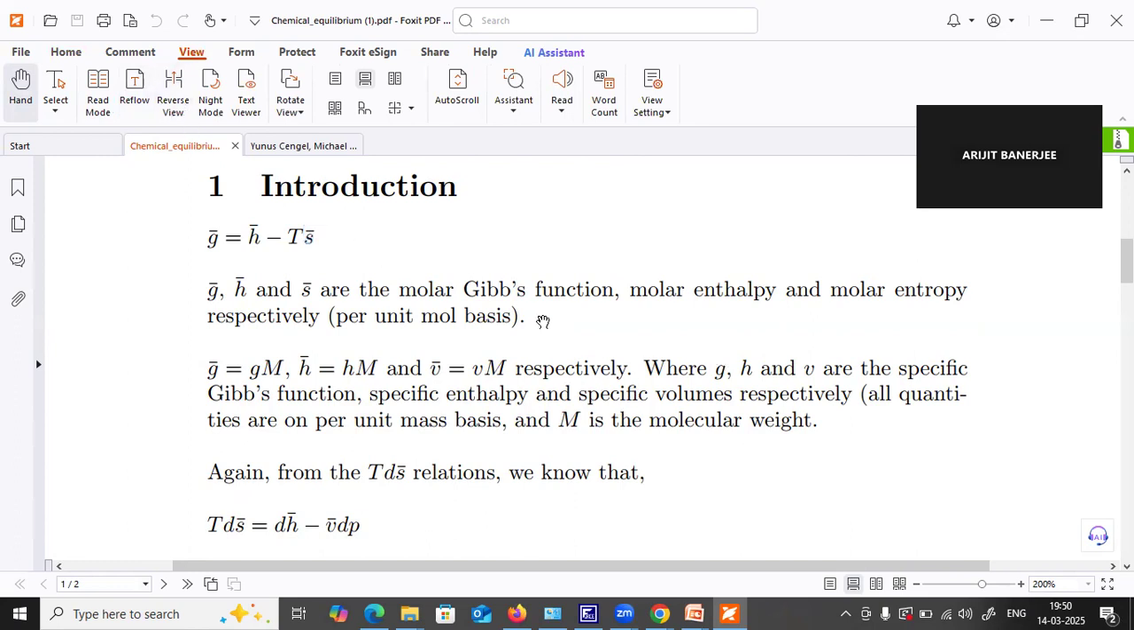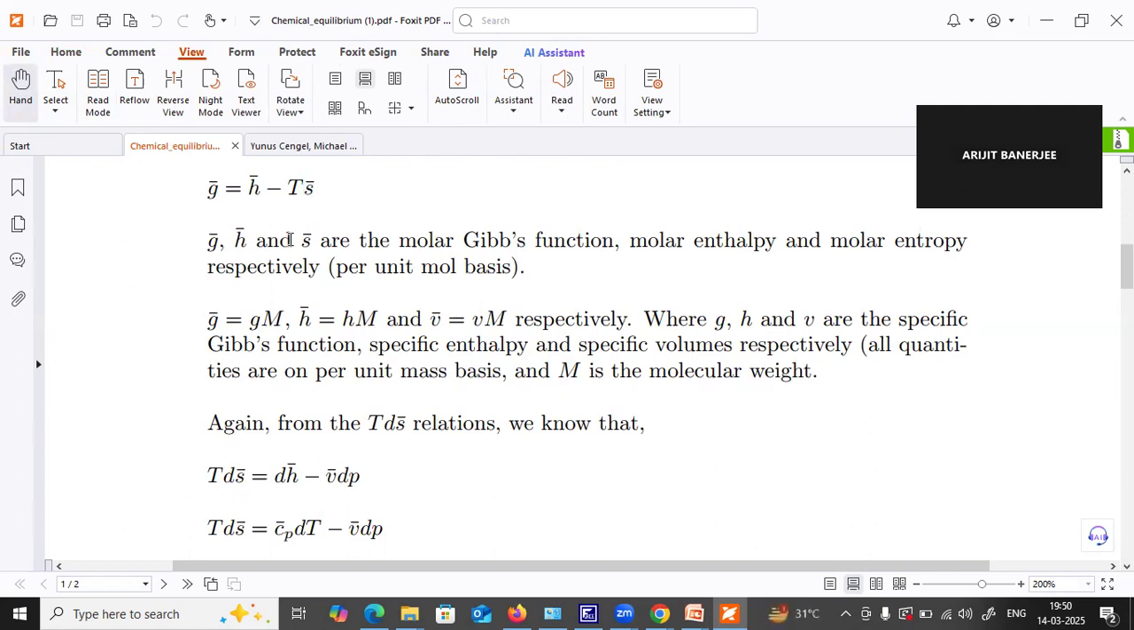Next, you see that G bar, H bar, and S bar are the molar Gibbs function, molar enthalpy, and molar entropy respectively. That is per unit mole basis. Next, there is a conversion from mole basis to mass basis that you can see. Simply, if I multiply the mass-based quantities, that is specific quantities, with the molecular weight, then we will get the mole basis term. So I think it is seen.